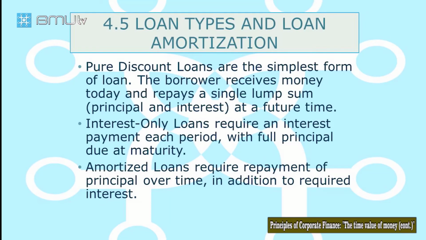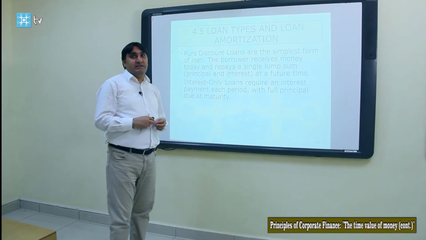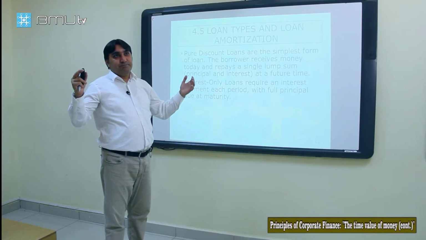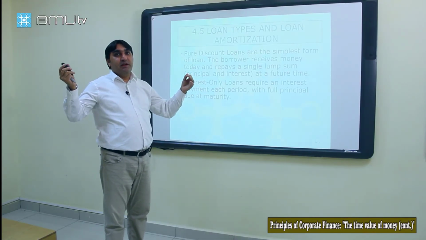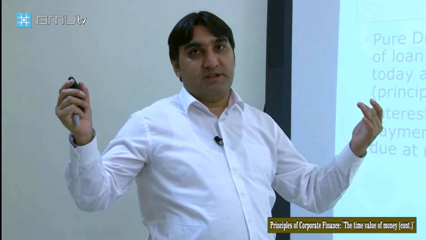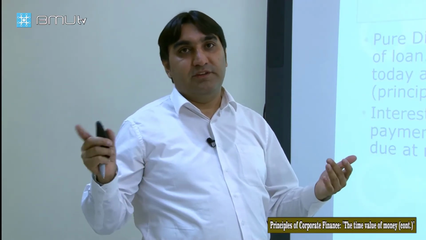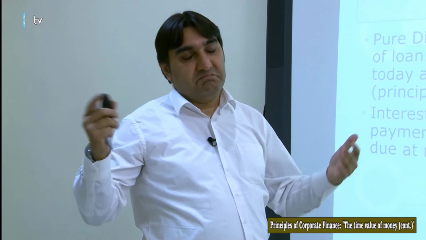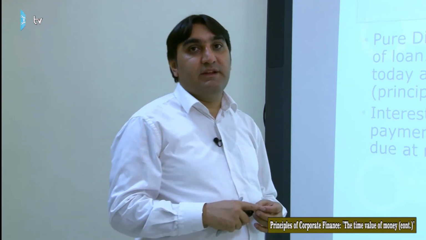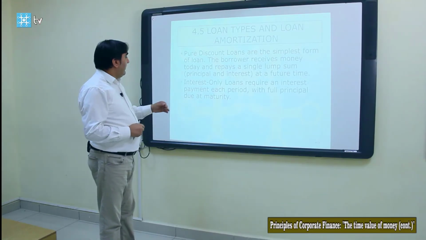The borrower receives money today and repays a single lump sum at a future time. An example for this is treasury bills. For example, a $1 million treasury bill is sold at discount. You pay, for example, 9.9 thousand. I put random numbers, and at the end of the period, you get 1 million.